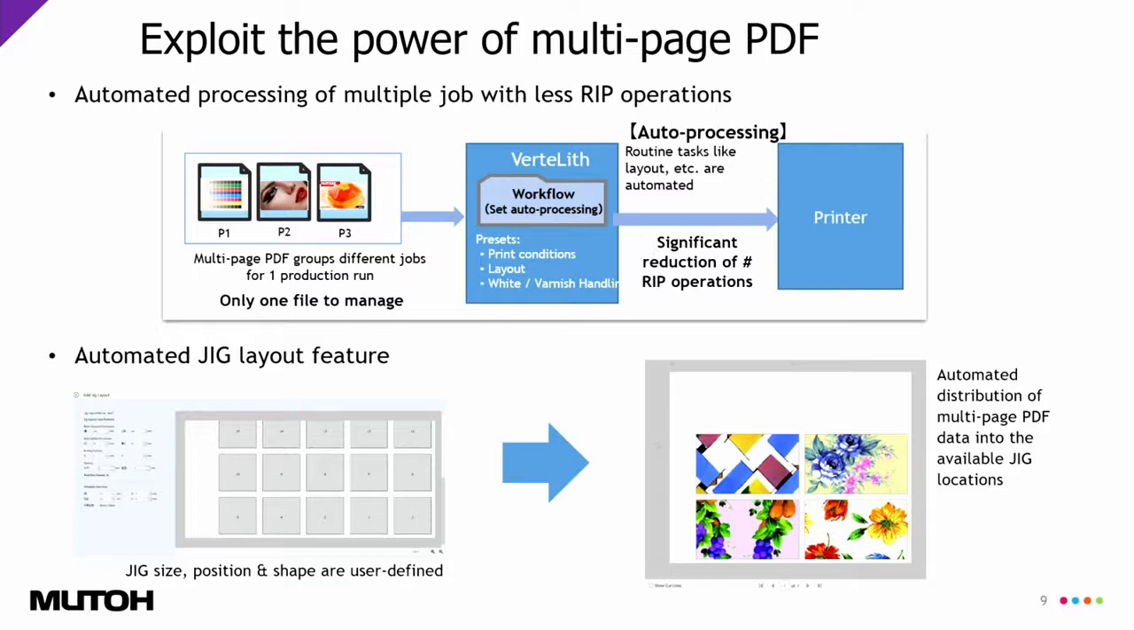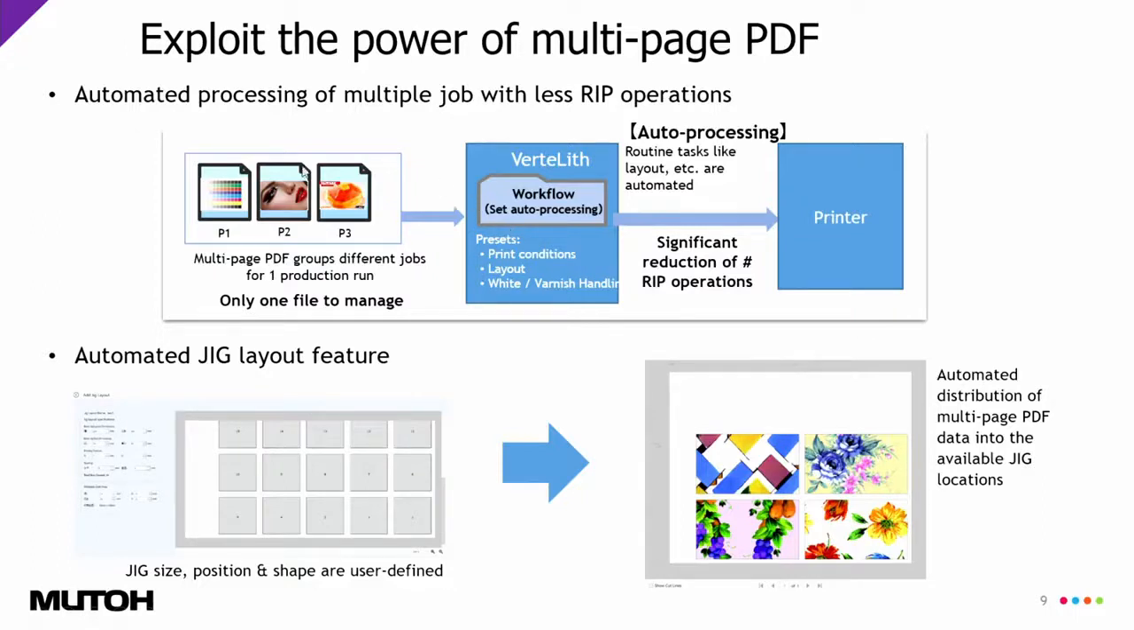Then an example of a multi-page PDF. So this has to do with automated processing of multiple jobs, and make sure that you have as less RIP operations as possible. Multiple jobs, same way of treatment and printing. Okay, you have this multi-page document consisting of all the different jobs that you want to print, and they will be printed one after the other using all the same settings. And the same workflow can be combined with the jig layout feature.